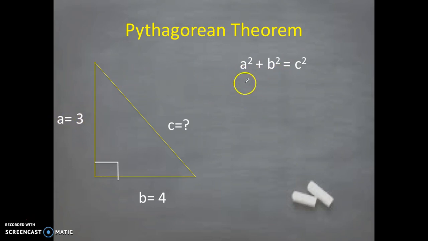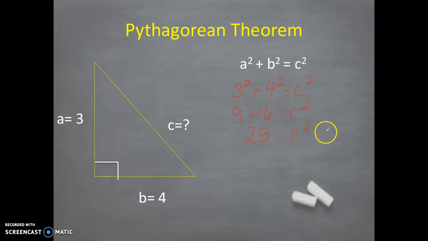Alright, so we have the theorem a squared plus b squared equals c squared. Now we simply plug in the missing values to figure out the unknown. a is equal to 3, so we have 3 squared plus b is equal to 4, 4 squared, equals, and we don't know c, so we're going to keep that as c squared. Now we solve for the missing variable. Exponents first: 3 squared is 9. 4 squared is 16, and we just leave c squared by itself as it is. 9 plus 16 is 25, so we have 25 is equal to c squared.